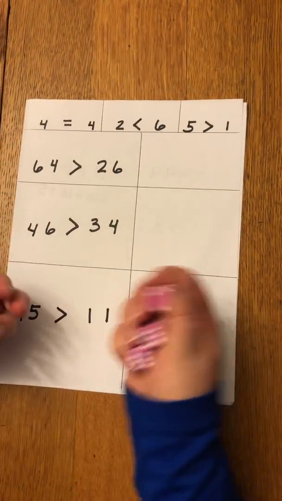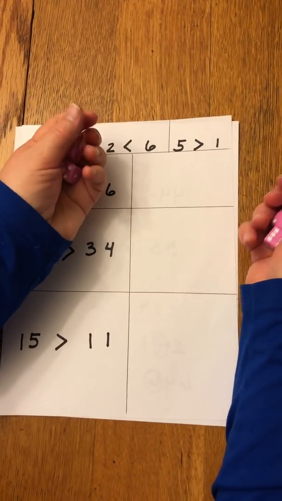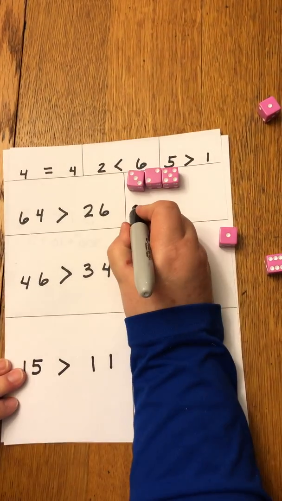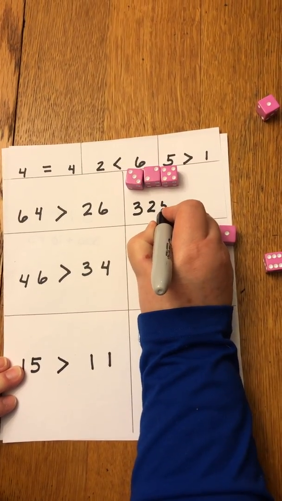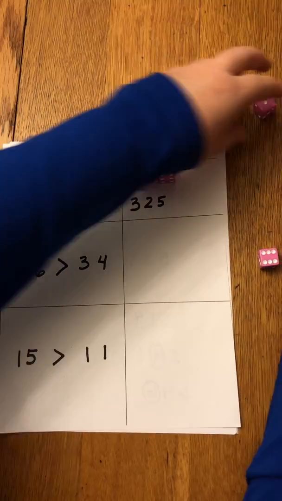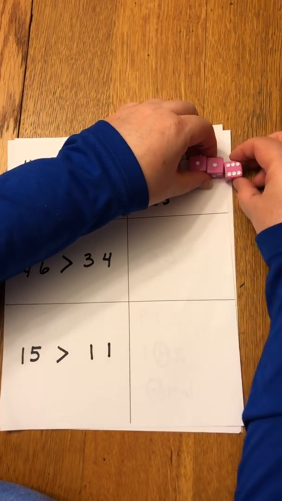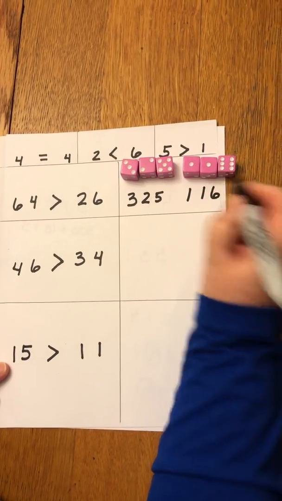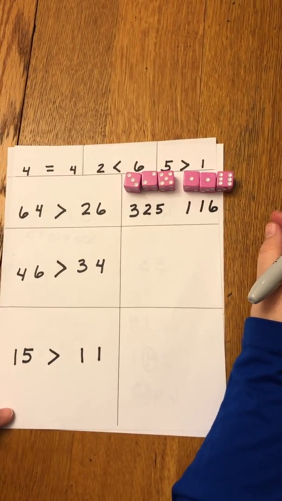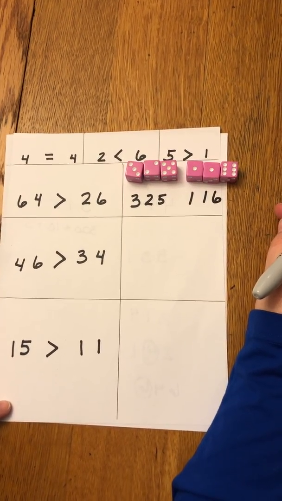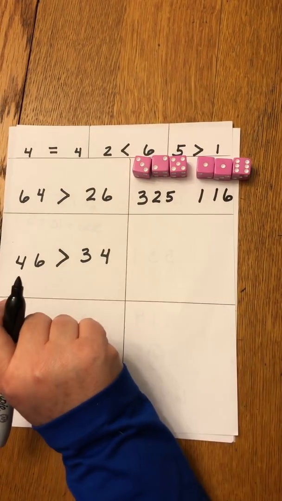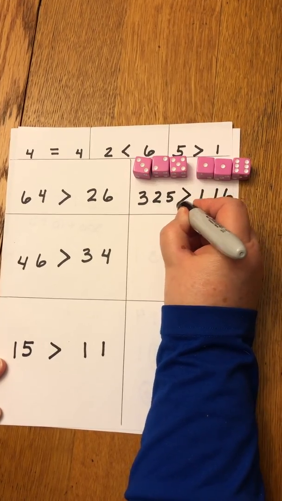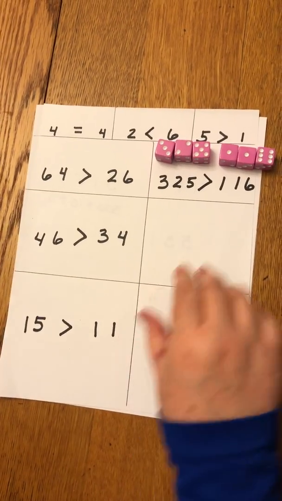All right, now I'm going to show you with 3 digits. My first number is going to be 325. My second number is going to be 116. I have to decide now, are they equal, less than, or greater than? I know that 300s is more than 100, so 325 is greater than 116.